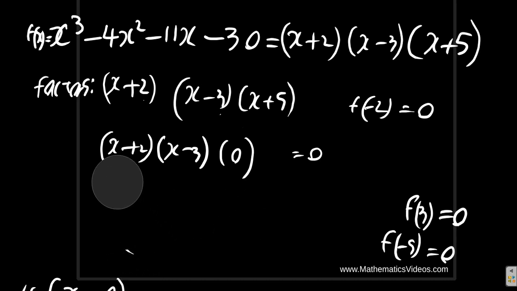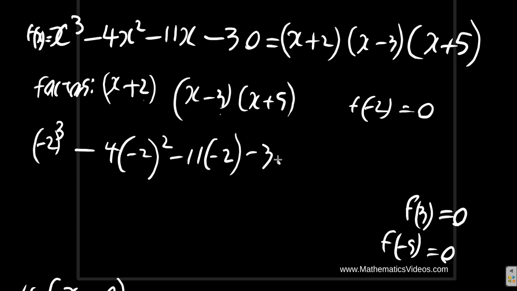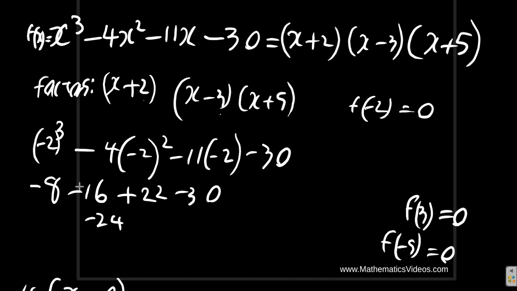So in that case, you would say negative 2 cubed minus 4 times negative 2 squared minus 11 times negative 2 minus 30. Negative 2 cubed is negative 8. Negative 2 squared is positive 4. 4 4s are 16. Negative 11 times negative 2 is a positive 22, minus 30. Negative 8 minus 16 is negative 24. Then you say 22 minus 30.